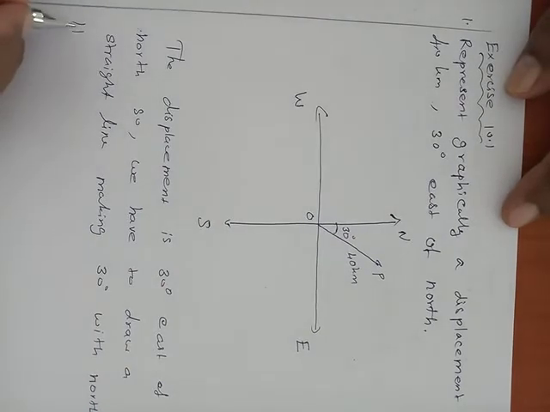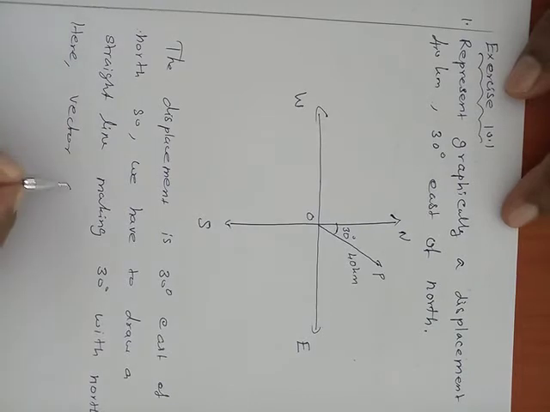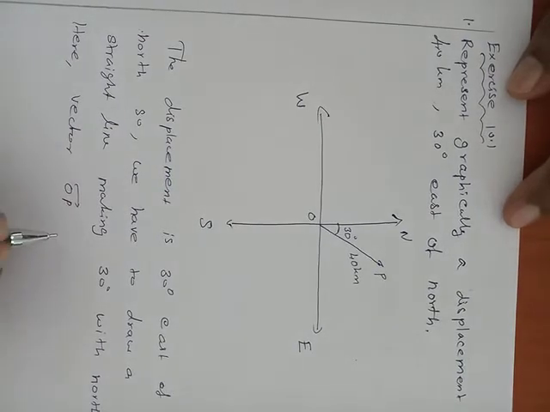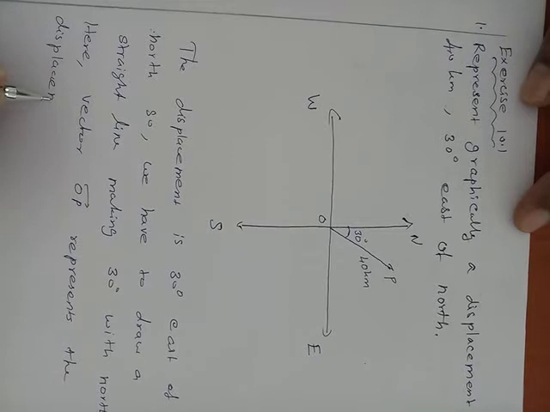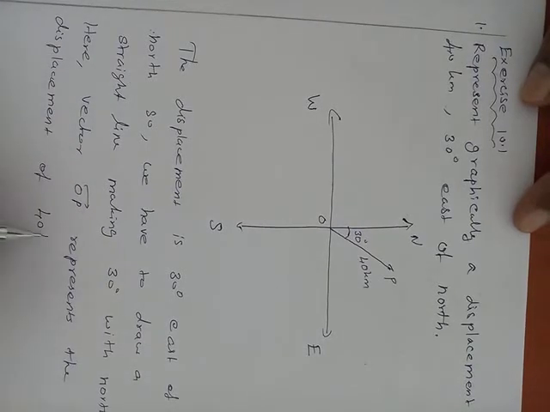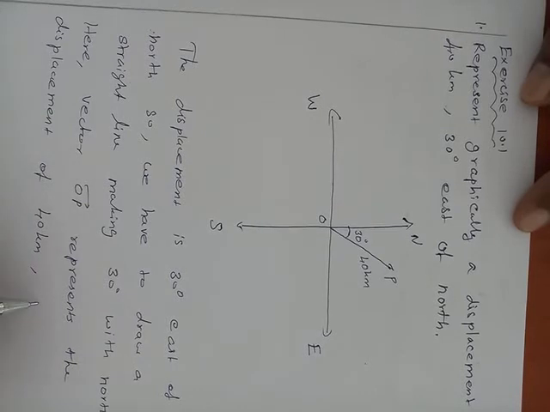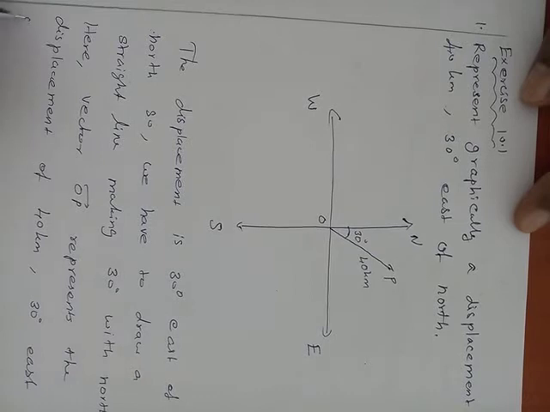Here vector OP represents the displacement of 40 km 30 degree east of north.